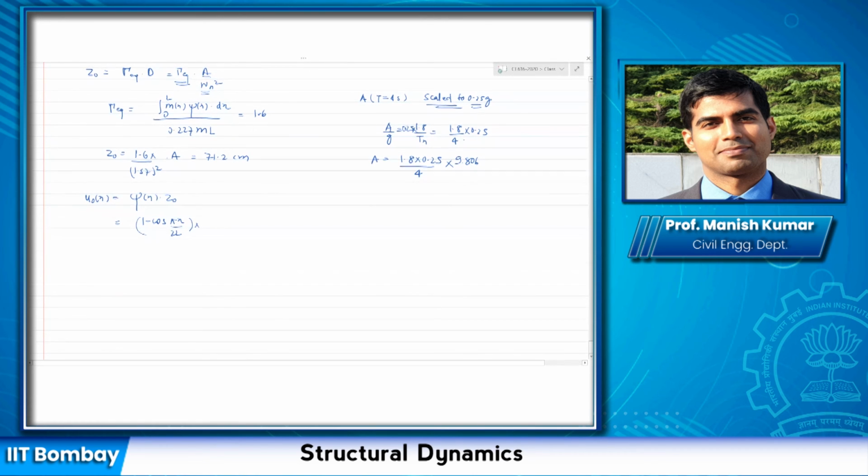Okay, so it is 71.2 times this centimeter. Depending upon at what height you are considering, you can substitute the value of x and find out the peak deformation u0. So you can find out u0 L or whatever other deformation at other location you want to find out.